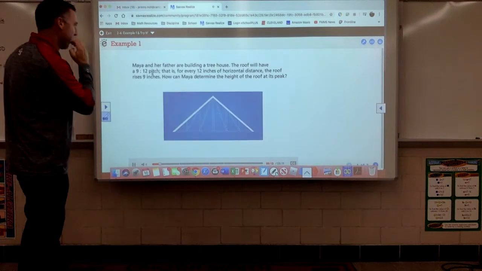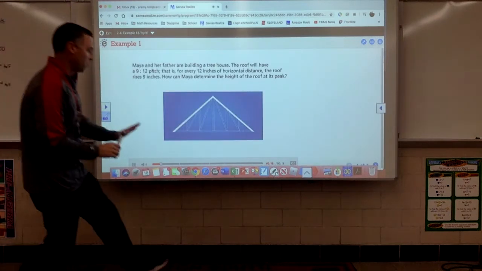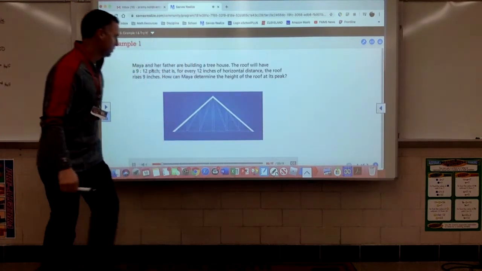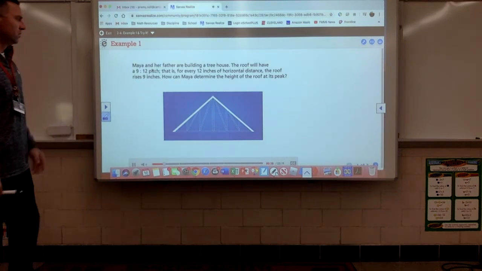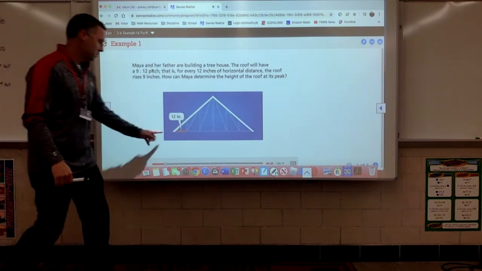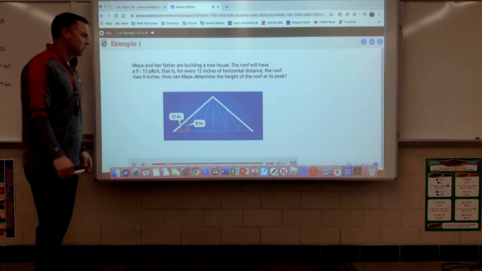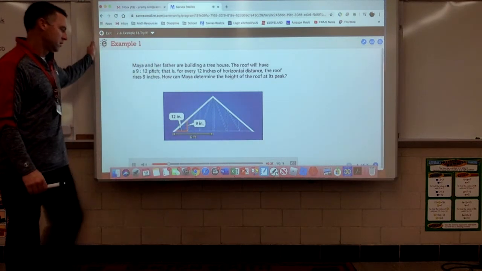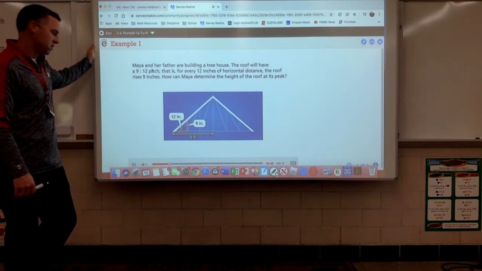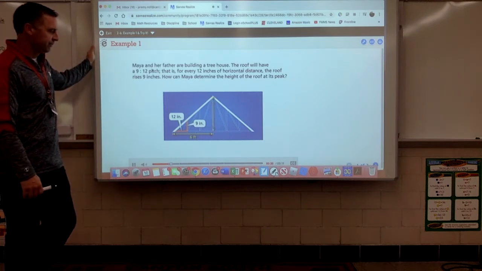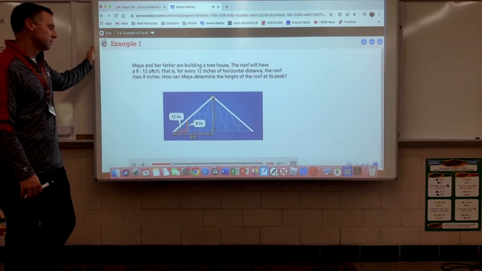I am excited. Maya and her father are building a treehouse. The roof will have a 9 to 12 pitch. That is, for every 12 inches of horizontal distance, the roof rises 9 inches. If the horizontal distance from the edge of the roof to the peak is 6 feet, how can Maya determine the height of the roof at its peak?